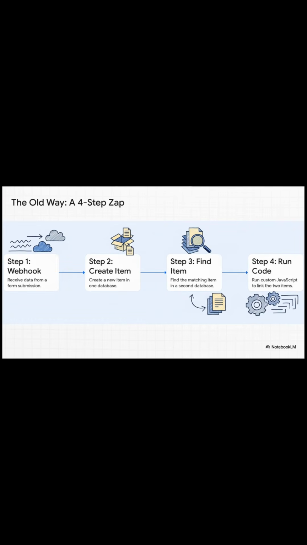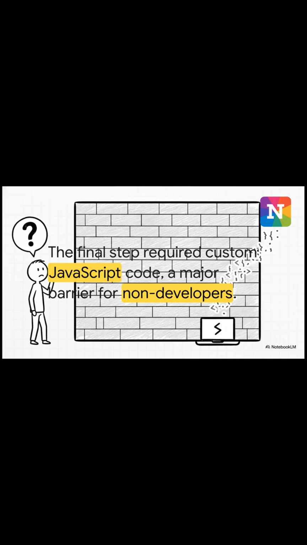You'd set up a multi-step automation in a tool like Zapier. You'd catch some data from a form, create a new page in one database, go find the page you wanted to link it to in another, and then you'd get to the last step, the complicated one. And this right here, this was the barrier to entry. That final step, the only way to make it work was to write and run custom JavaScript. You literally had to write code to talk to Notion's API directly. And for anyone who wasn't a developer, this was pretty much a deal breaker. The no-code dream died right here.